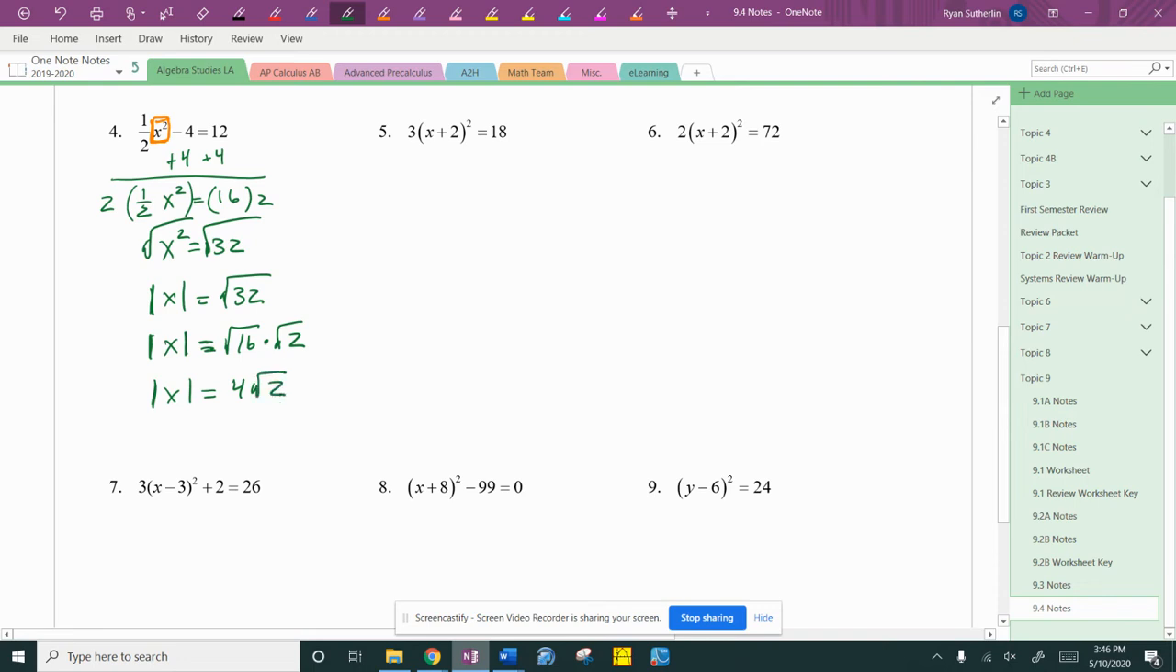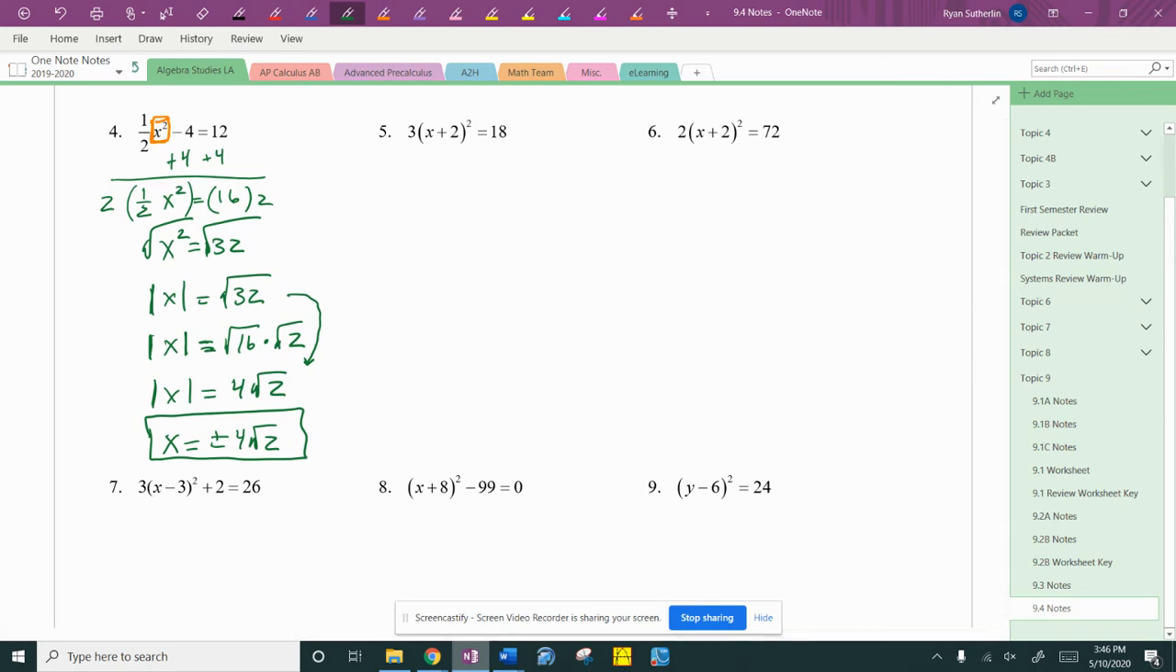So this process from square root of 32 to 4 root 2 is what we did the last couple of blocks. Now I've got absolute value of x equals that. So that means x is equal to plus or minus 4 root 2. So there is your answer for number 4.